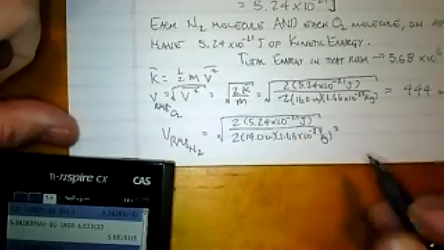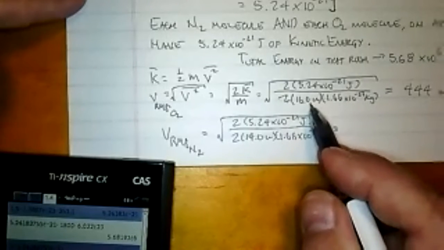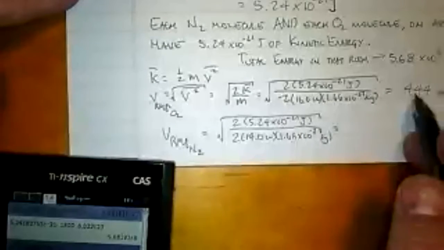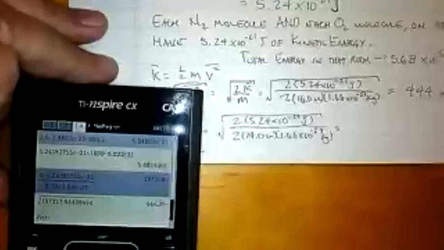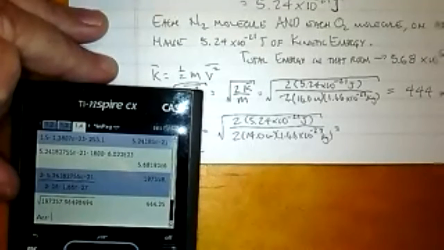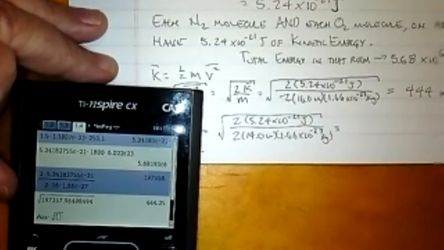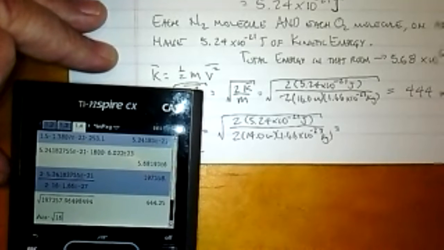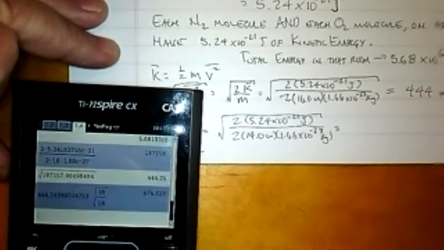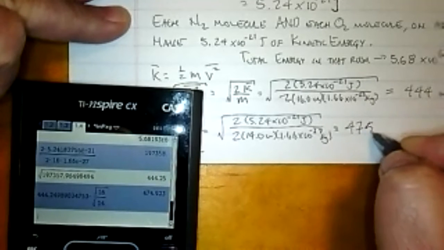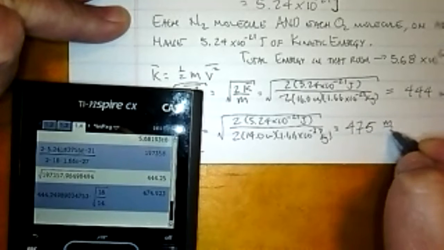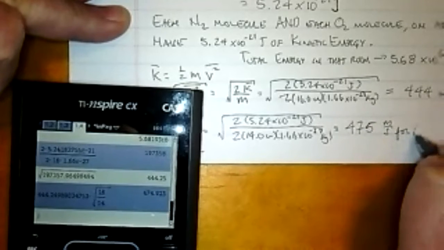I think you can see the difference is this one's divided by the square root of 16. So if I multiply this number by the square root of 16 and then divide it by the square root of 14, I'll get the right answer. So I'm going to say times square root, and now I'm going to get rid of the 16, so I'll put 16 on top, divided by 14, and that'll give me 474. Actually 475 meters per second for N2.